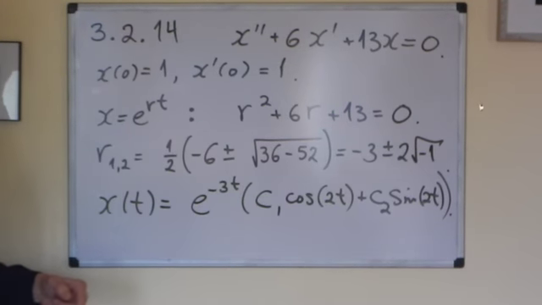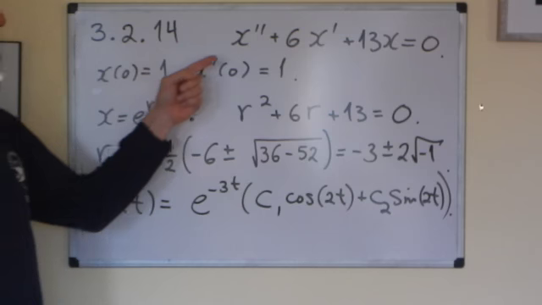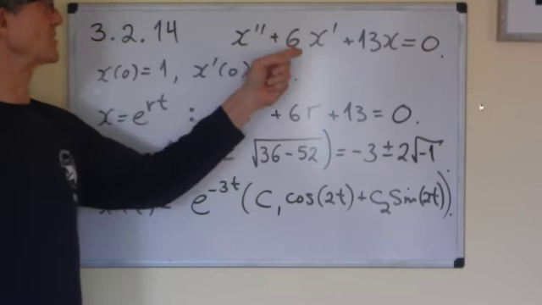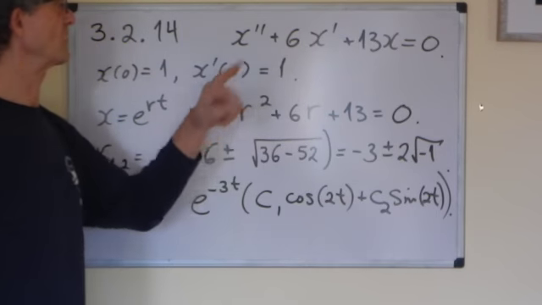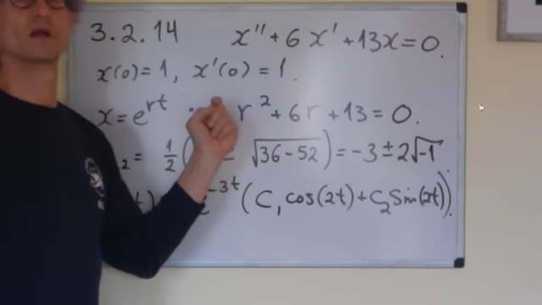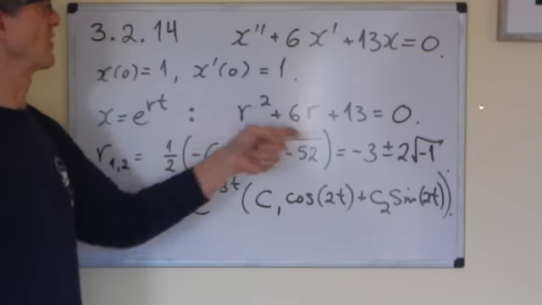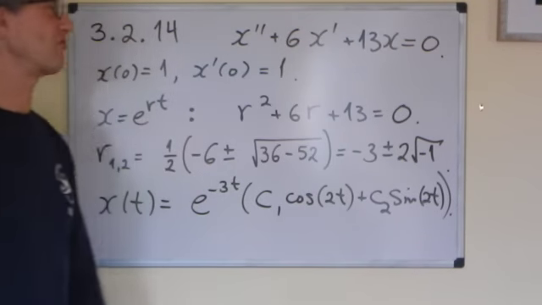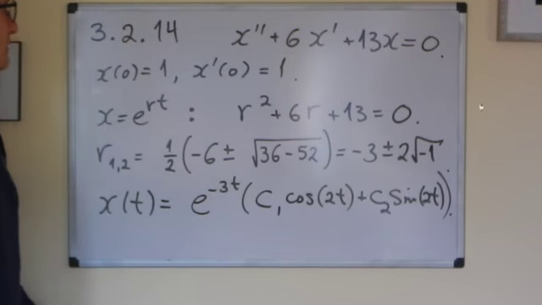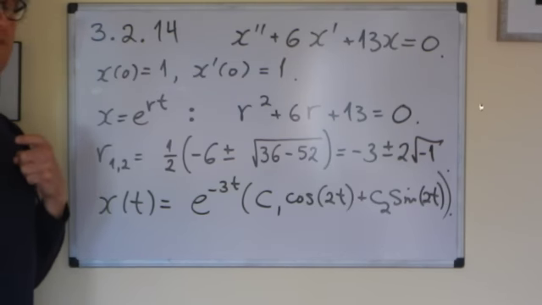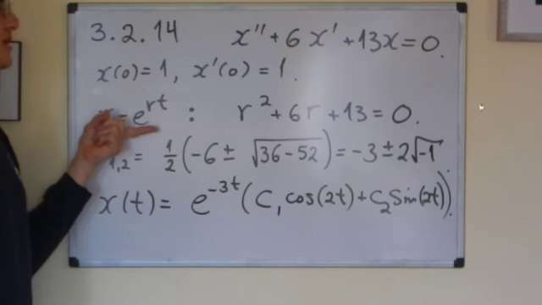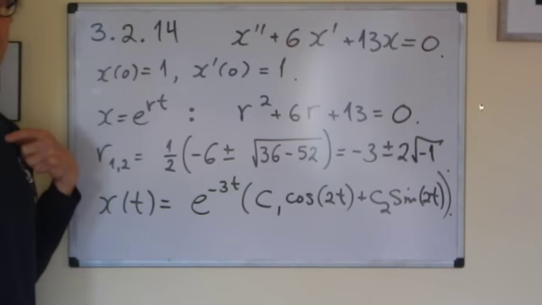In this example, we're solving the equation x double prime plus 6x prime plus 13x equal to 0. It's second order, it's linear, it has constant coefficients, and it's homogeneous. And so, recognizing all that, we are going to try an exponential solution. The reasoning is that when we differentiate an exponential, we get a multiple of the exponential.